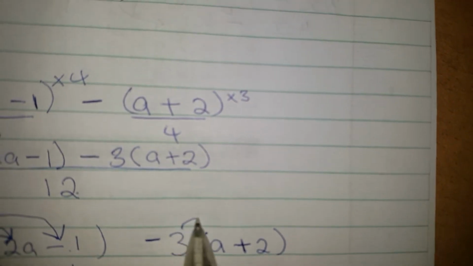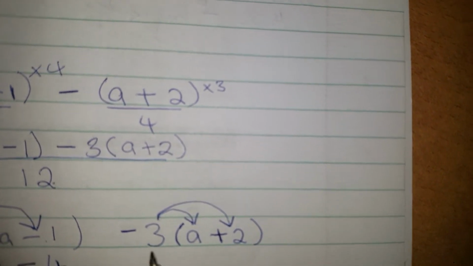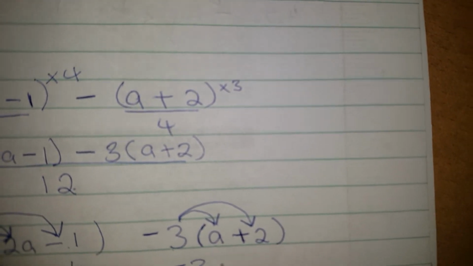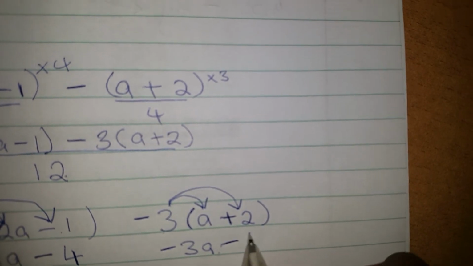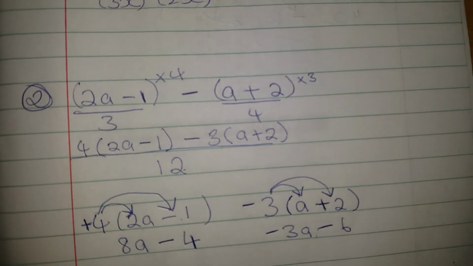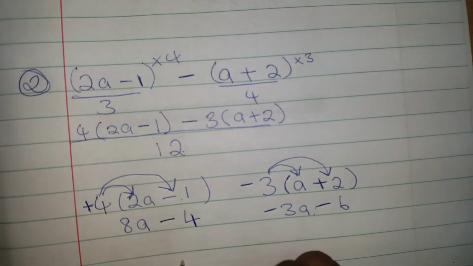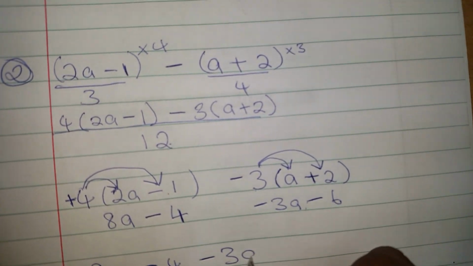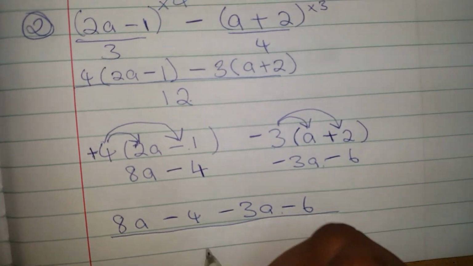So minus 3 is being multiplied by a, and it's being multiplied by positive 2. So negative 3 times positive a, that's negative 3a. Negative 3 times positive 2, that's negative 6. Then we put it back in our same position here. So it's 8a minus 4. Write back this right here. Minus 6, and we put it all over 12.